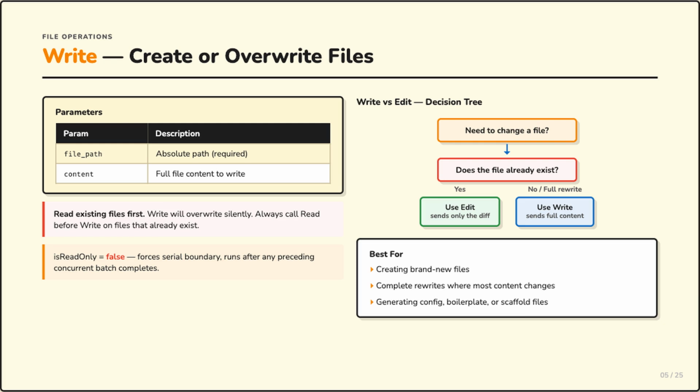The decision between write and edit comes down to the nature of the change. If the file already exists and you're only changing part of it, use edit. It sends just the diff, which is more efficient and easier to review. Write is better for creating brand new files, generating config or boilerplate, or cases where you're replacing most of the content anyway. Write is not read-only, so it forces a serial boundary in the execution pipeline.